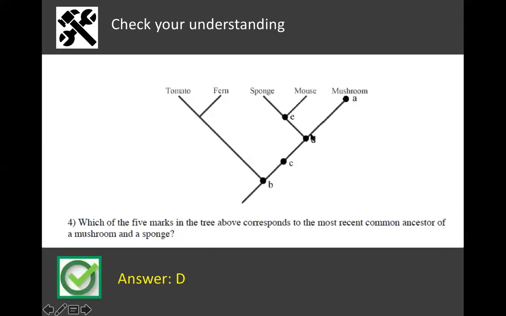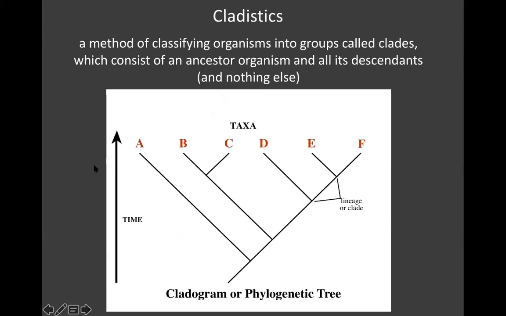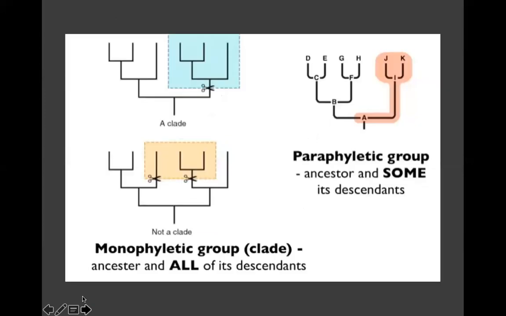The most recent common ancestor of a mushroom and a sponge is D, because that's where the last common ancestor between those two species occurs, at this node. So this idea of cladistics is classifying organisms into clades, which consist of the ancestor organism and all of its descendants. So let's practice looking for clades in a tree.